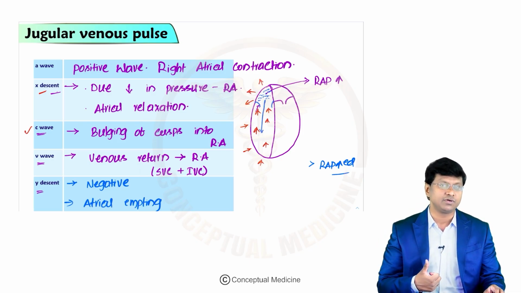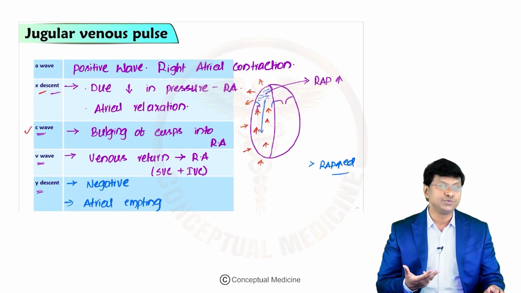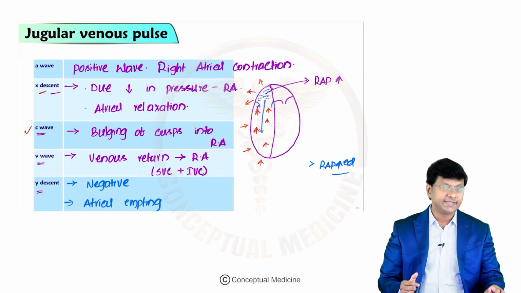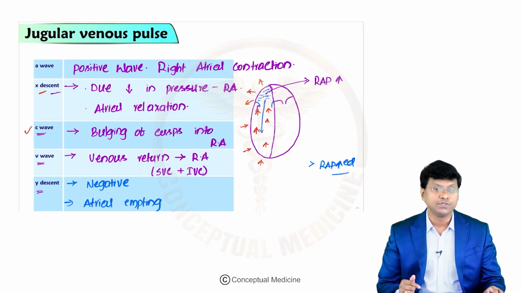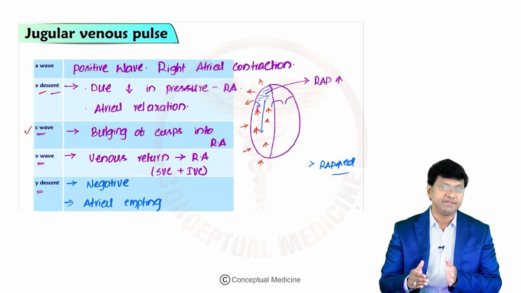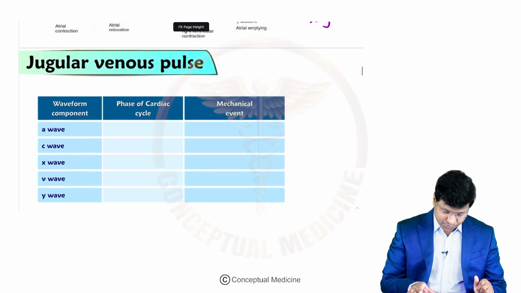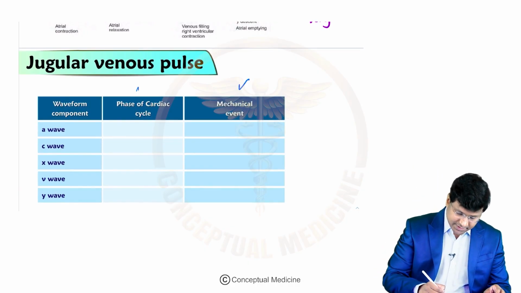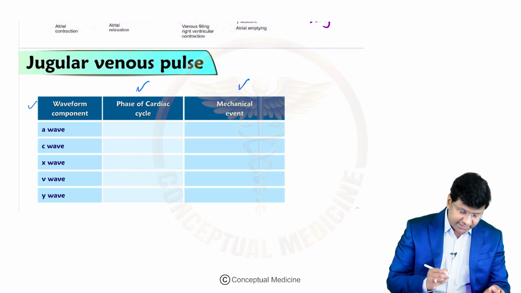So the A wave is due to atrial contraction, the X wave is due to atrial relaxation, the C wave is due to bulging of the cusp into the right atria, the V wave is due to venous return into the right atrium through both the SVC as well as the IVC. And then the Y descent is due to the atrial emptying. Now let me correlate the JVP waves with the cardiac cycle events. So on one side you need to know the mechanical events, and on the other side you need to know the phases of that particular cardiac cycle and the waveforms of the JVP.